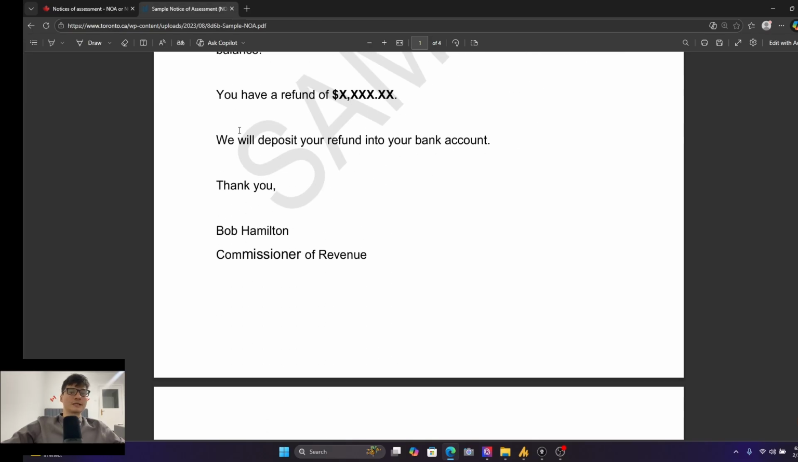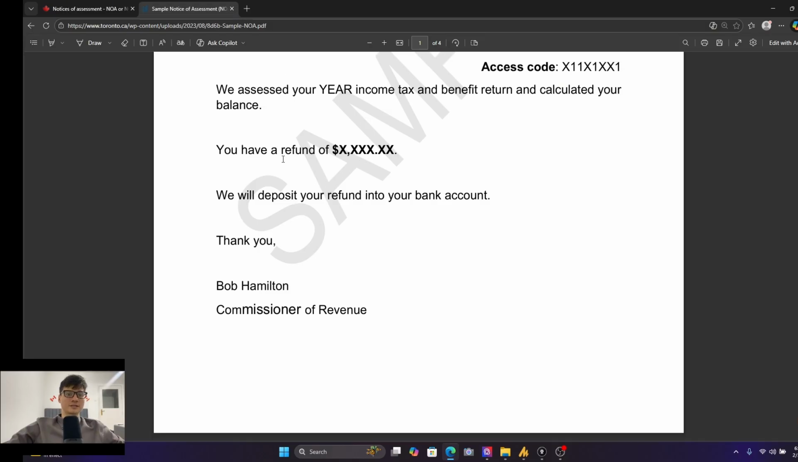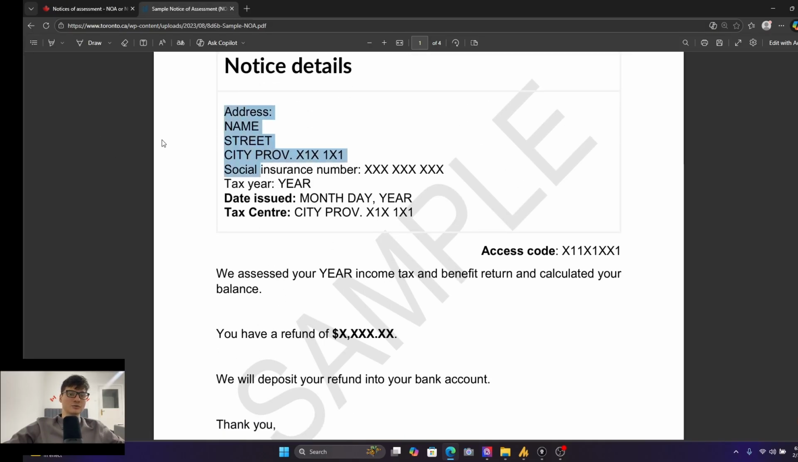So again, you can use your notice of assessment as a method of confirming your identity if you ever have to call the CRA, because they will essentially be asking you for these details.